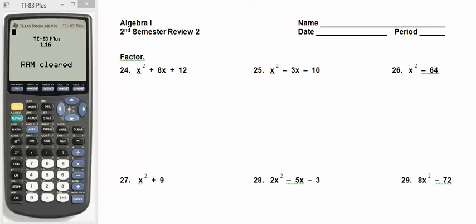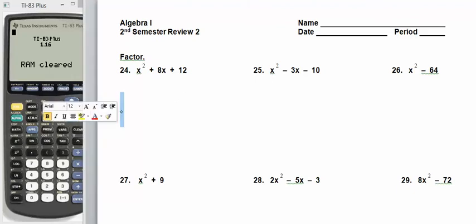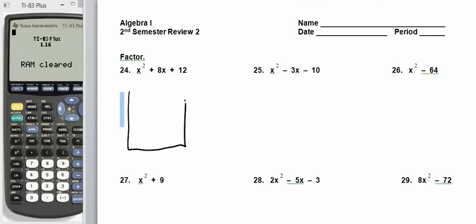Worksheet number 3. So for these, remember we're going to factor. If we remember factoring, we're going to use the box. So we draw a box, and we put the x squared, and the 12, and then the 8x goes here, but the 8 is the important part. So it's factors of 12 that when we add them equals 8.